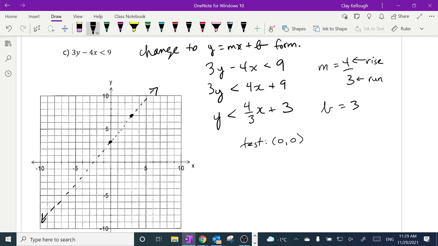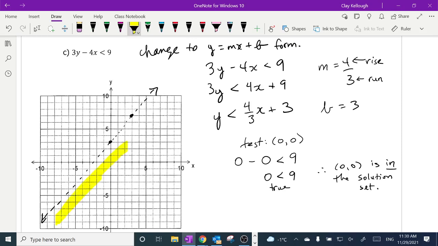So 3 zeros minus 4 zeros is less than 9. Is 0 less than 9? It certainly is. This time 0, 0 is part of the solution. That's a true statement. So 0, 0 is in the solution set. So I'm actually going to now shade where 0, 0 is. So I'm shading down this time. Okay. I'll give you a sec to shade, in case you're still catching up to me now.